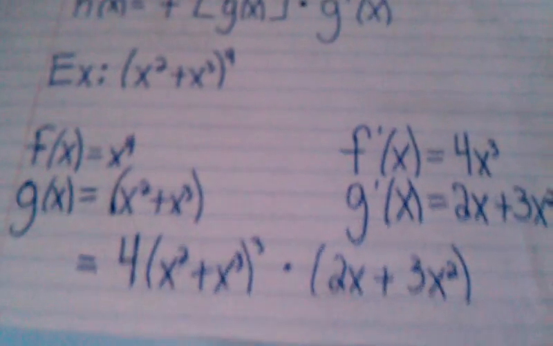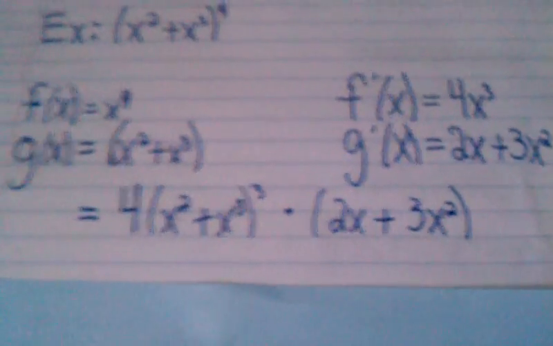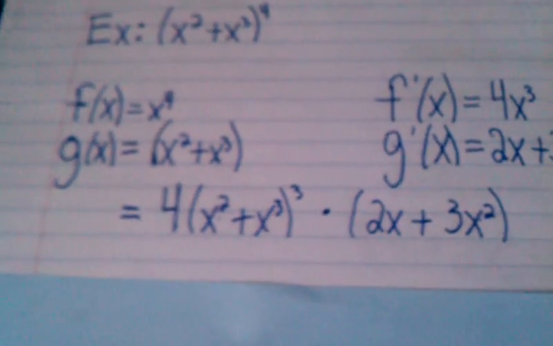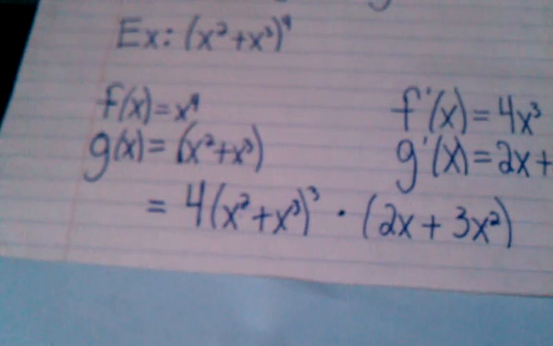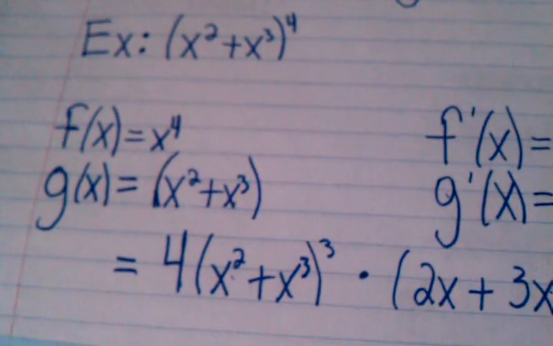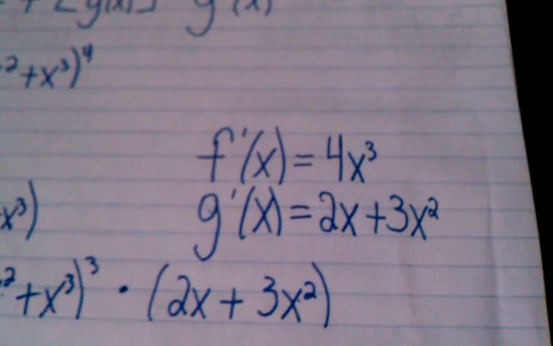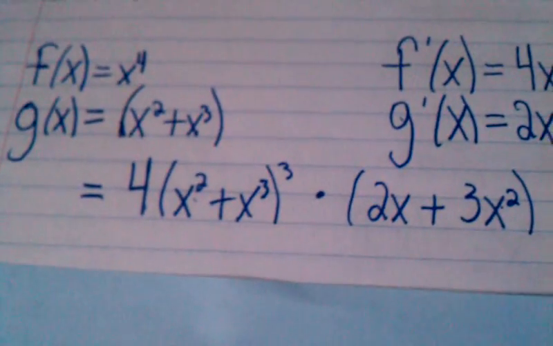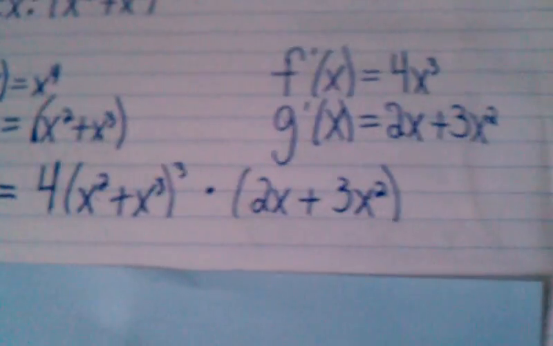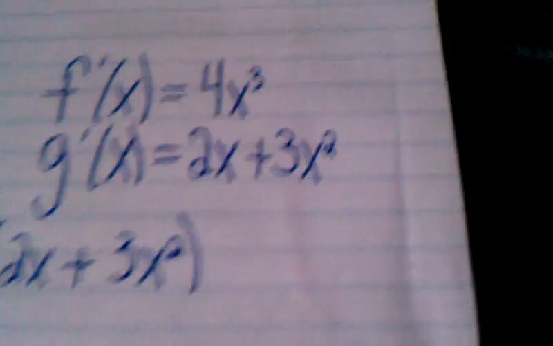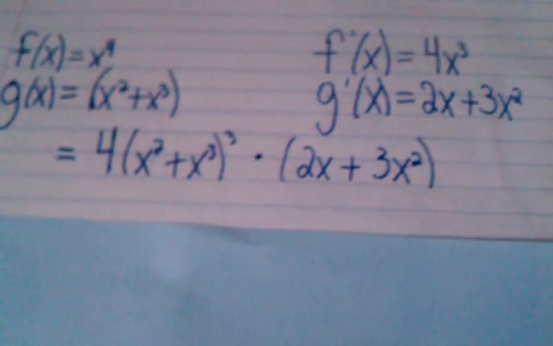Now what we have to do is plug it back into the original function. So you take f prime of g of x, and g of x is x squared plus x to the third. So you take the derivative over here and you place it in here. So it's 4 times (x squared plus x to the third) to the third, and then you times the g prime over here, and then you just multiply by that. And that problem is done.